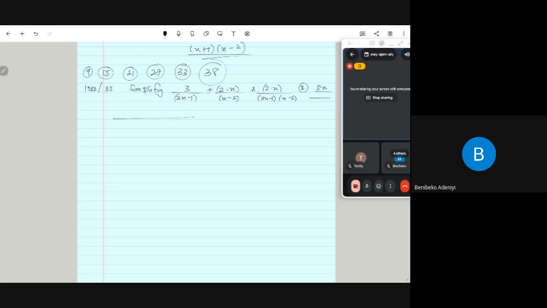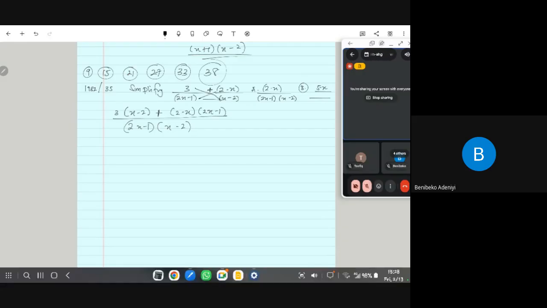Very simple. Write out your LCM. Your LCM will just be multiplying these two guys together. Don't bother yourself. 2x minus 1 in one bracket, then x minus 2 in another bracket. Then use this guy to marry this guy. So let the 3 stand outside, and you have x minus 2 plus, that's the sign here. Then use this man to marry this man. 2 minus x, then 2x minus 1. Is that clear? Anybody that does not understand this part? Everybody understood this part?